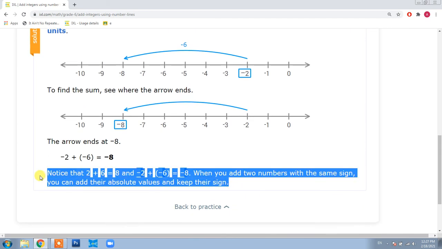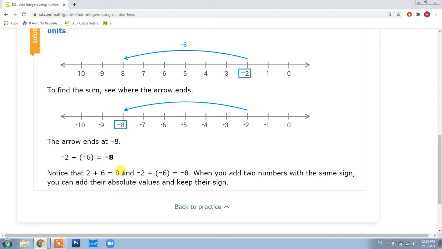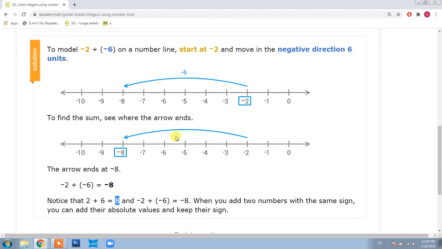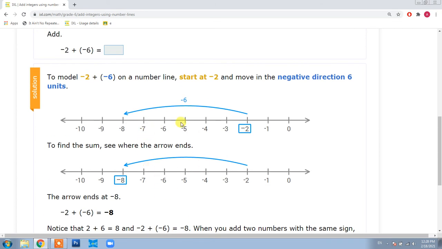The rule is also given at the end. You do this without using any rule, but you are concluding the rules in the last. For example, if you notice, 2 plus 6 simply equals 8, and now you have explored using these number lines that -2 plus -6 equals -8. That means when you add two numbers with the same sign, like +2 and +6, or -2 and -6, you can add their absolute values, like you add 2 and 6 without their signs, and then keep their sign. If the numbers are positive, you will have an answer of +8, and if you have negative numbers, you will have -8. So you have easily visualized this on the number line.